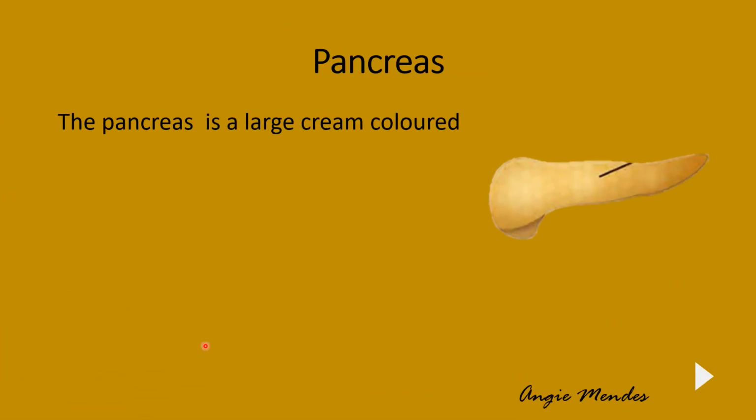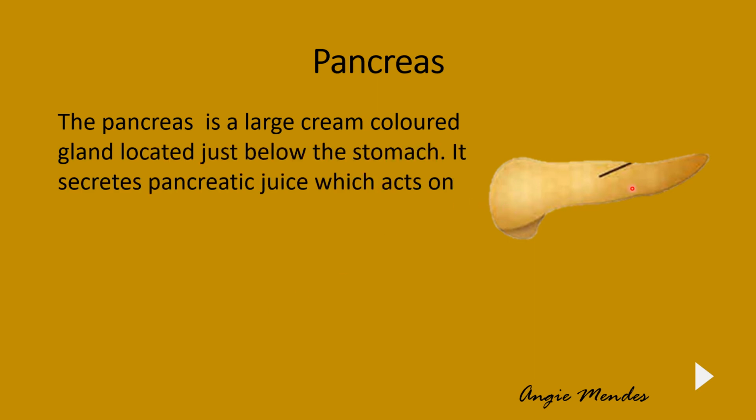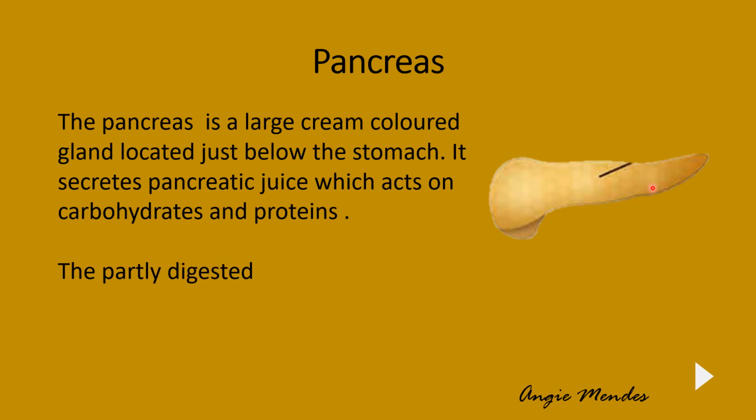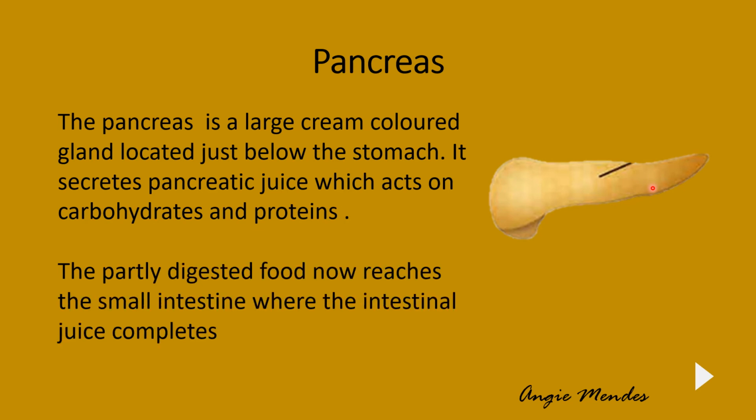Pancreas. Pancreas is a large cream-colored gland located just below the stomach. It secretes pancreatic juice which acts on carbohydrates and proteins. The partly digested food now reaches the small intestine where the intestinal juice completes the digestion of food.